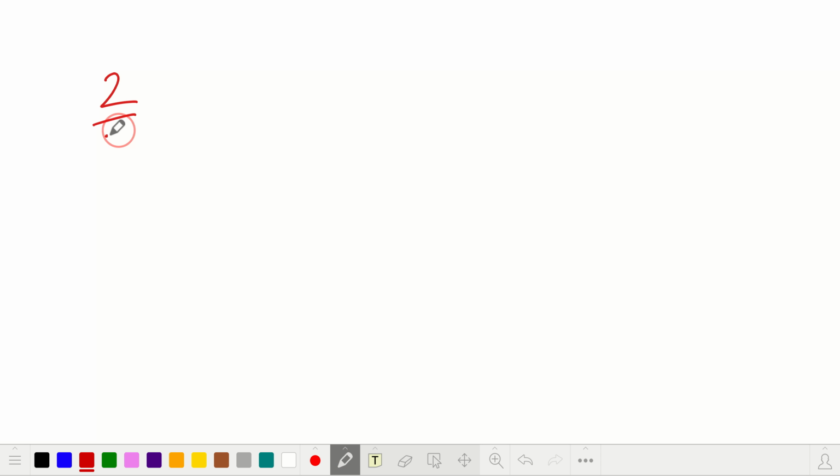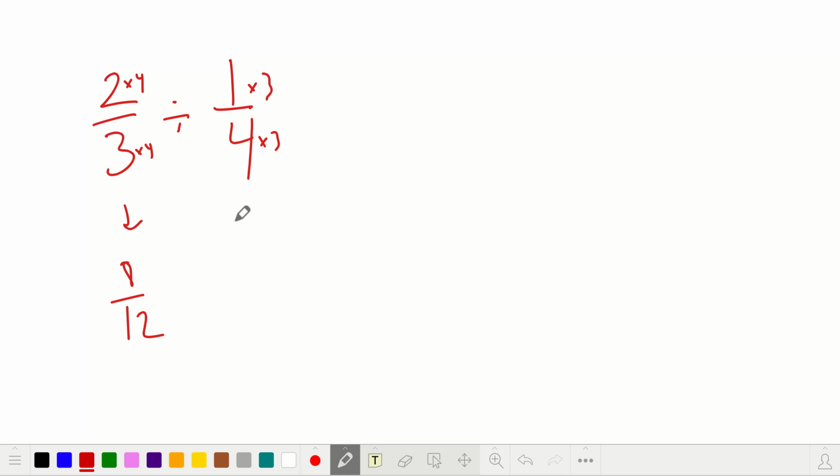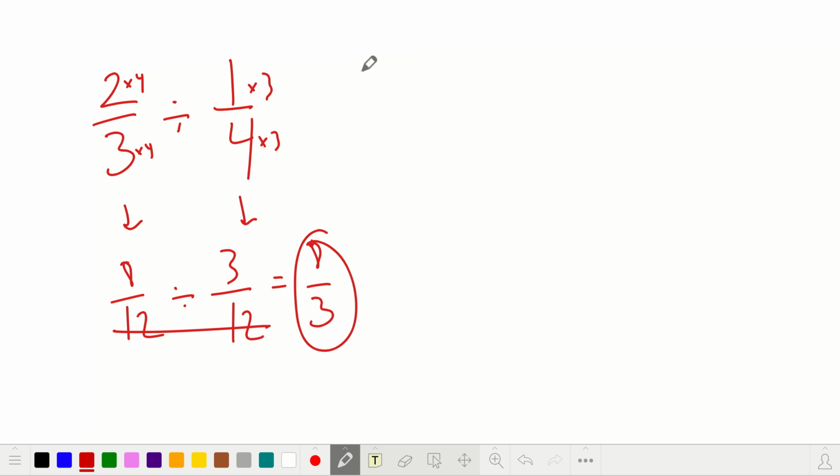Here we'll start with 2/3 divided by 1/4. So the common denominator for 3 and 4 is going to be 12. I just multiply 3 times 4 and I get 12. So over here, I want to multiply times 4 on top and bottom, and I get 8/12. And over here, I want to multiply by 3 on top and bottom, and I get 3/12. And then we're just going to divide. You can ignore the denominators, and it's going to be 8 divided by 3, and that's your quotient.